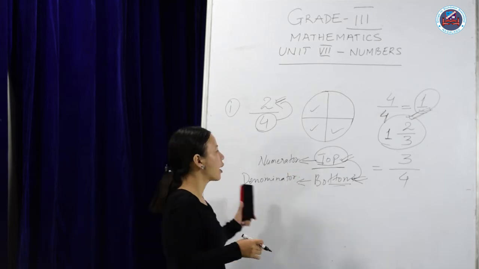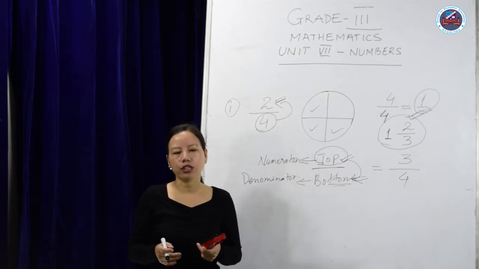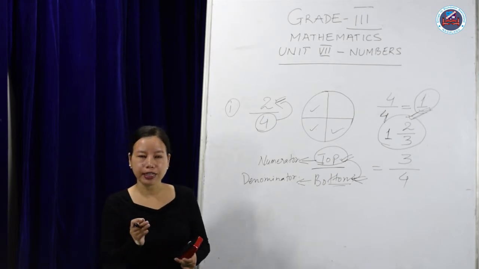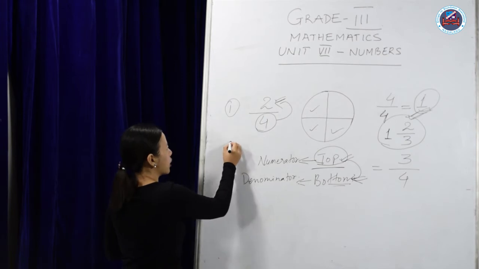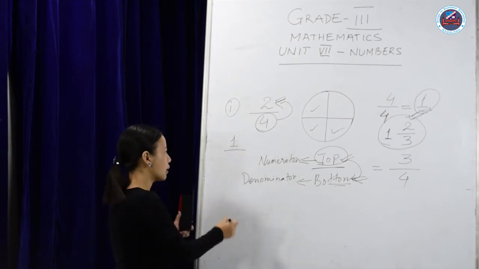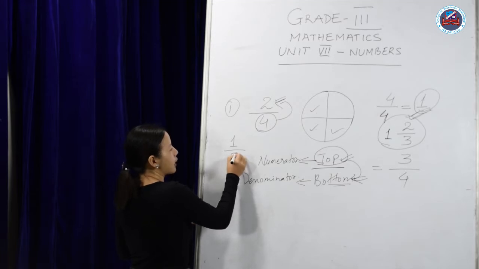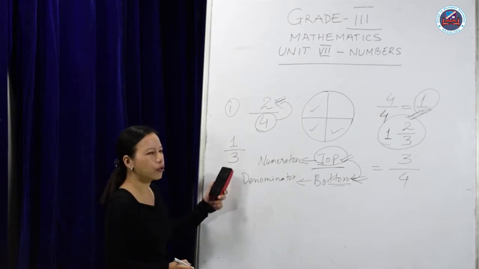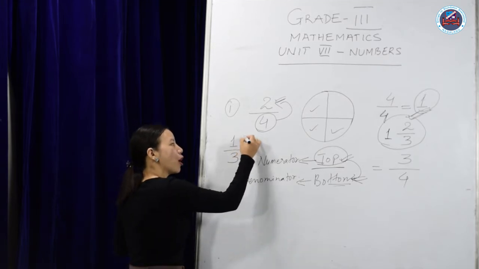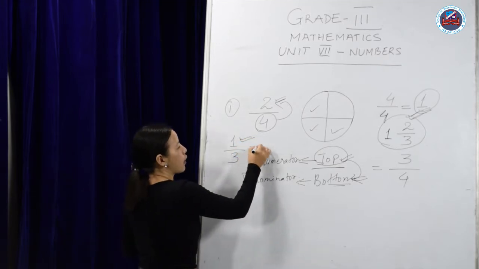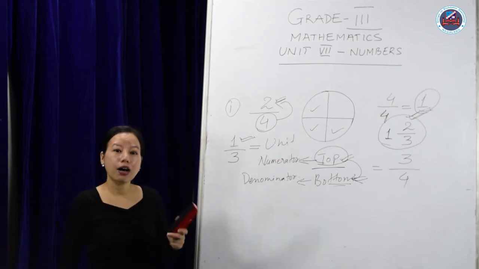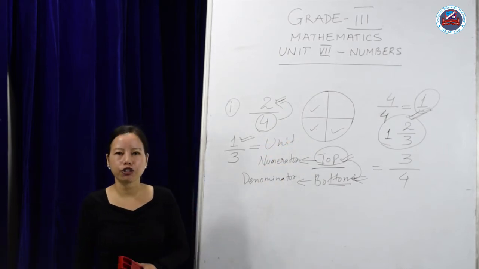Next we will have a unit fraction. Now what is a unit fraction? A unit fraction means a fraction with 1 as its numerator. That is, if the top number, the numerator, is 1, then we call that fraction a unit fraction. And the bottom number can be any whole number. It can be 2, 3, 4, 5, any number. But if the top number is 1, we call this fraction a unit fraction. Okay?